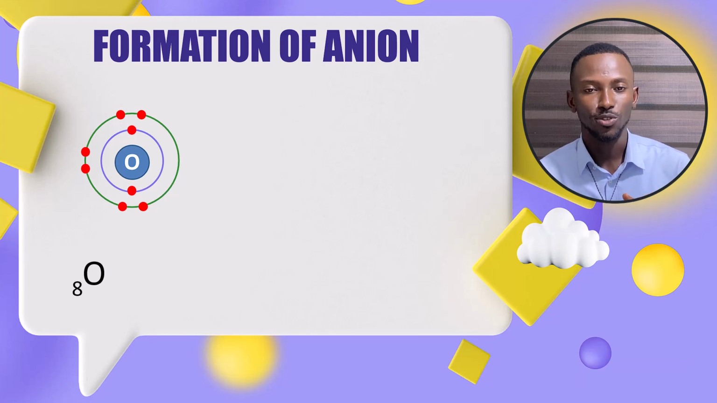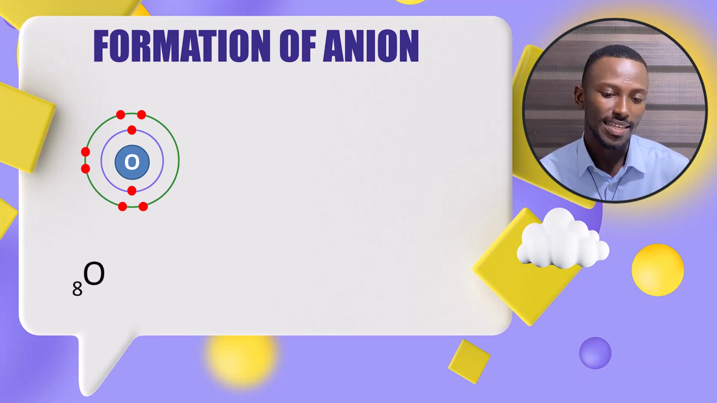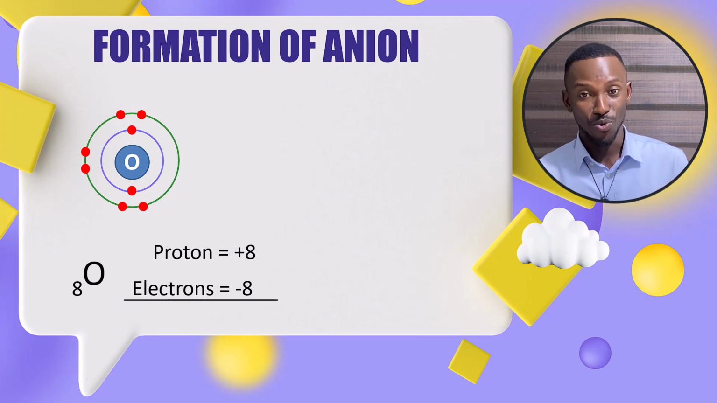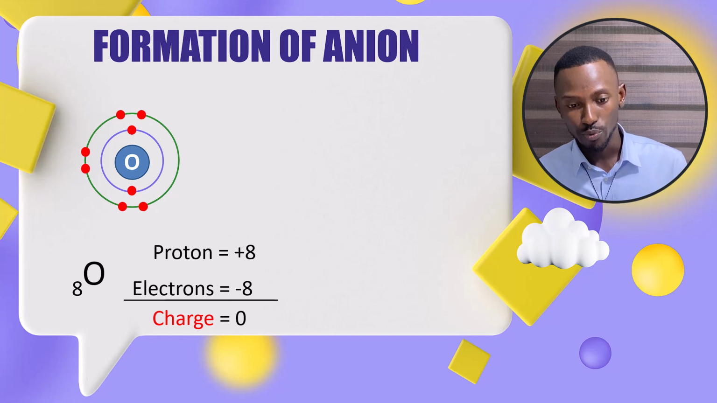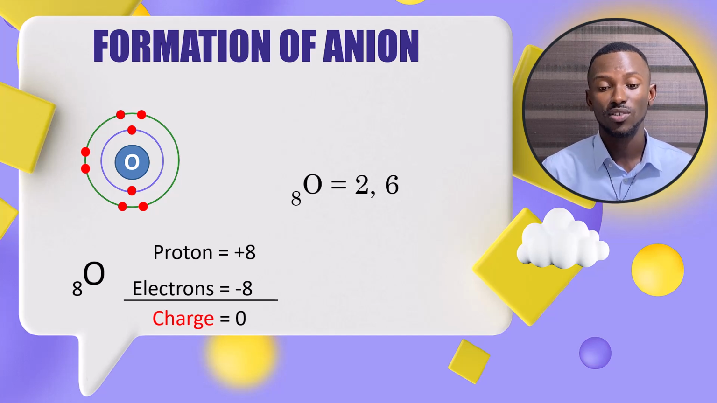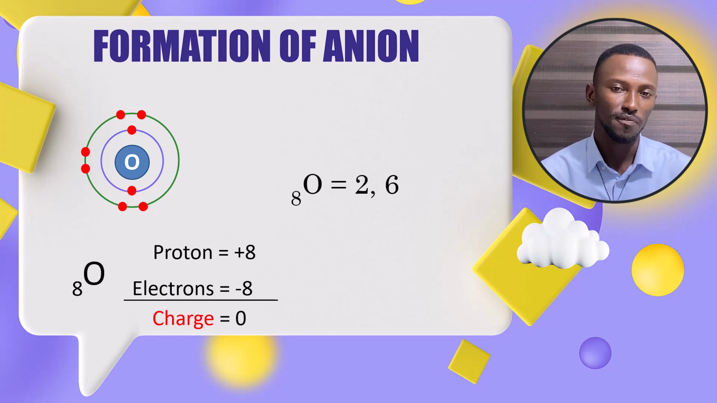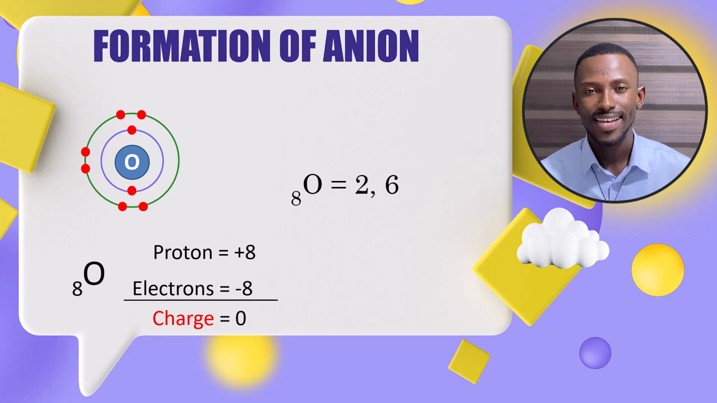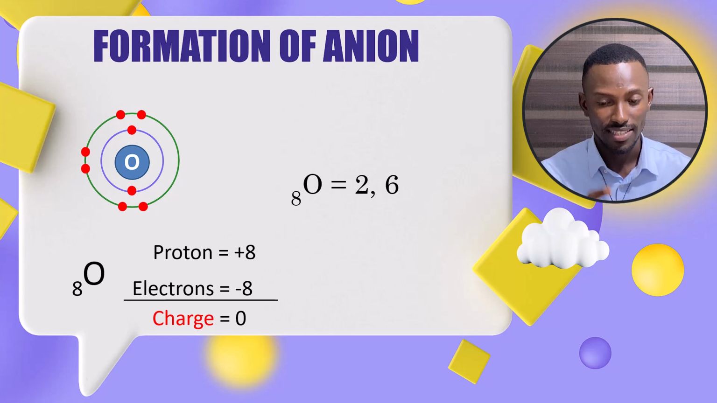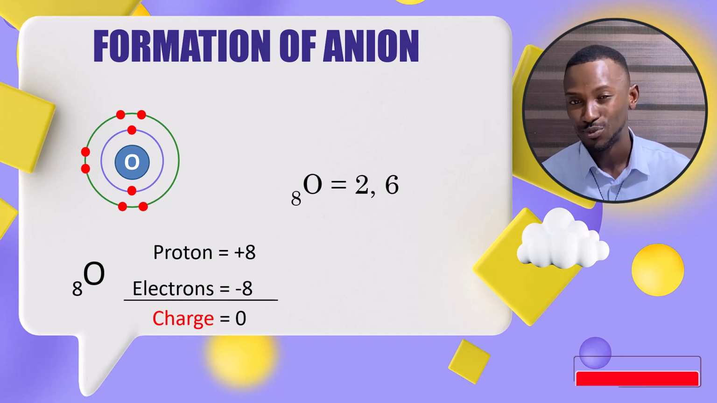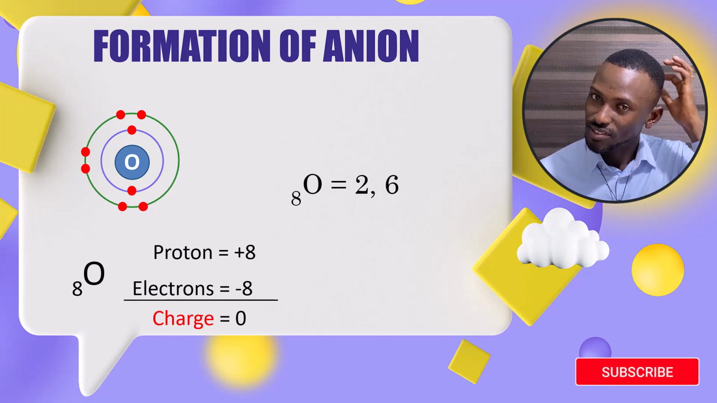This oxygen atom has an atomic number of 8, meaning there are 8 protons and 8 electrons. Why 8 electrons? Because this atom is neutral, so the net charge will be 0. The electronic configuration of oxygen is 2, 6. 2 plus 6 gives us 8. So the first shell can take a maximum of 2, and the second shell can take a maximum of 8. But for oxygen, it has limited electrons, so the second shell has only 6 electrons.